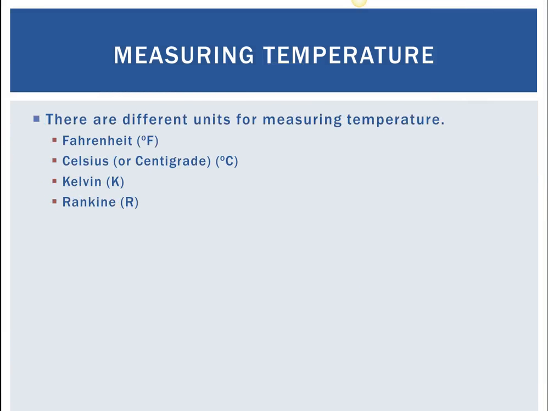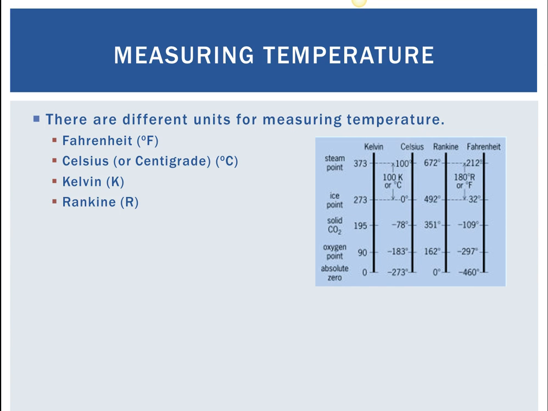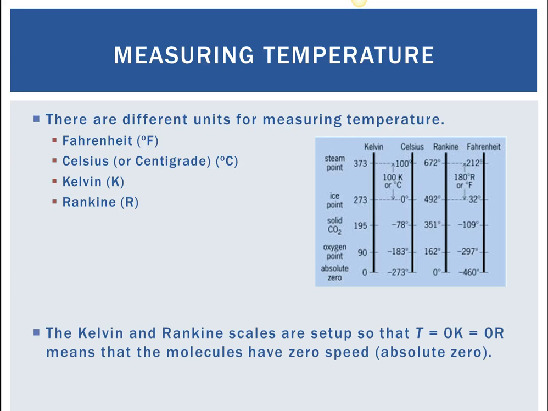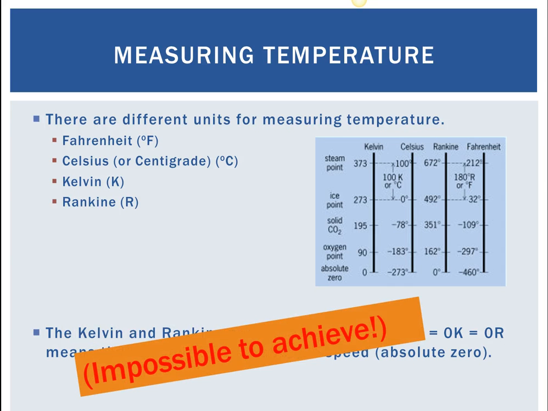How do you measure temperature? Typically, you've heard of Fahrenheit or Celsius, but there are also scales called Kelvin and Rankine that are important, especially as we get into vacuum. Kelvin and Rankine are related to Celsius and Fahrenheit, respectively. They're adjusted, and the scales are set up so that 0 Kelvin and 0 Rankine mean that molecules have zero speed. Sometimes it's referred to as absolute zero. But as you could probably guess, it's impossible for molecules to have zero speed. So that's impossible to achieve. But nonetheless, that scale is still used quite frequently.